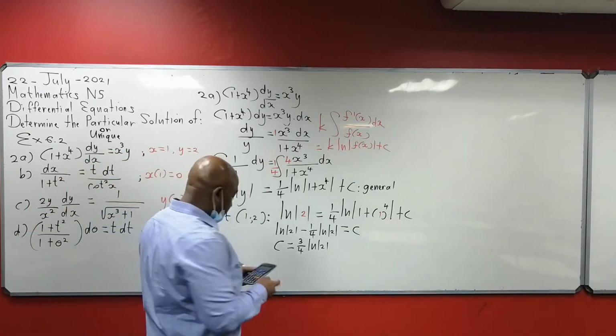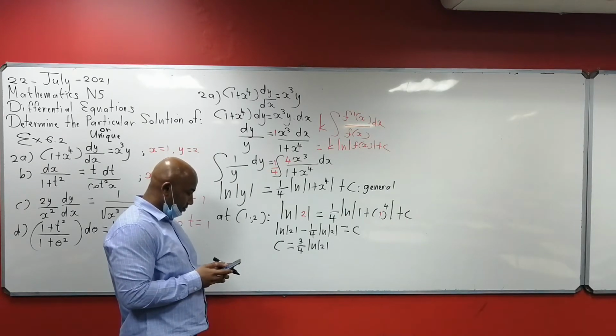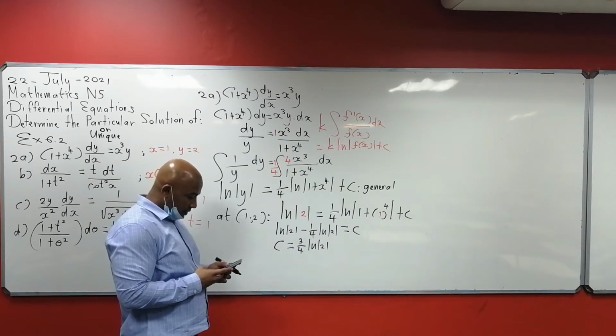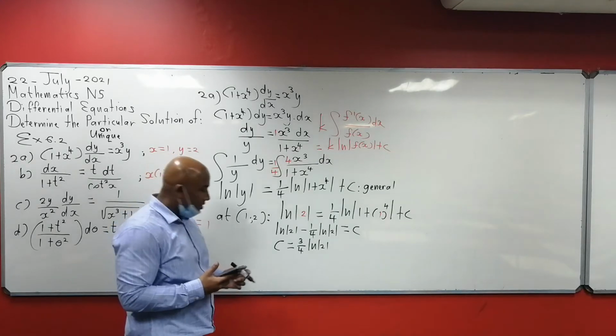You can round up our answer to 3 decimal places. So that's 3 over 4 ln 2. You get 0,52 there. You got that?